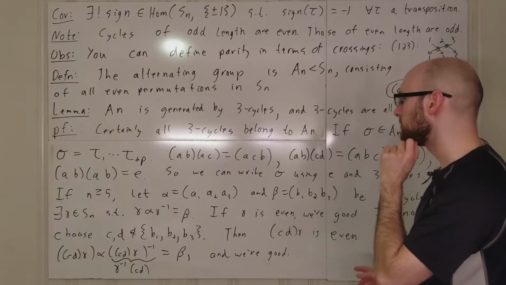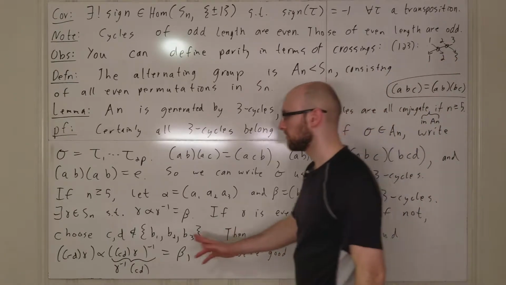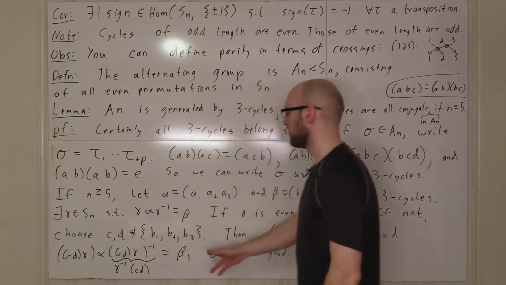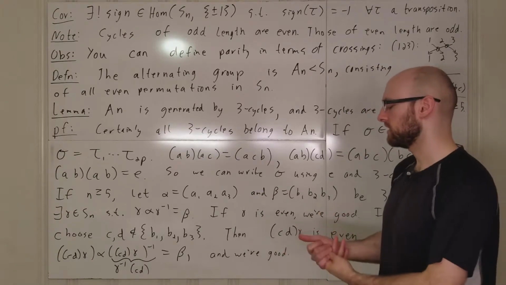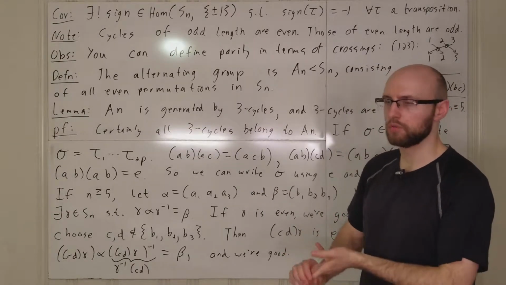Then what we need to do is we need to choose 2 more indices. We'll call them c and d, and we have to choose them such that they're not equal to b1, b2, or b3.